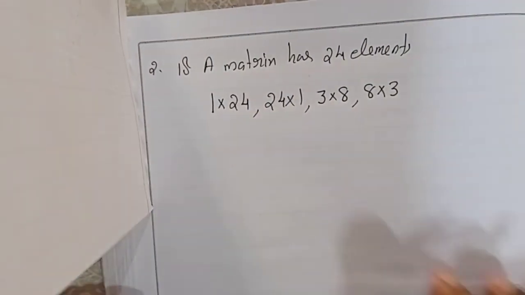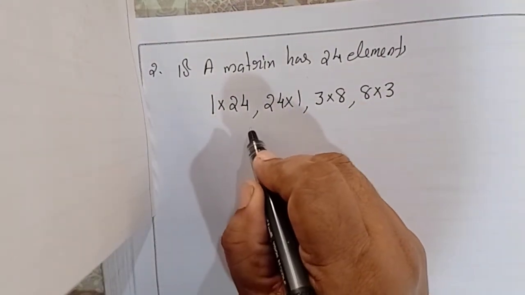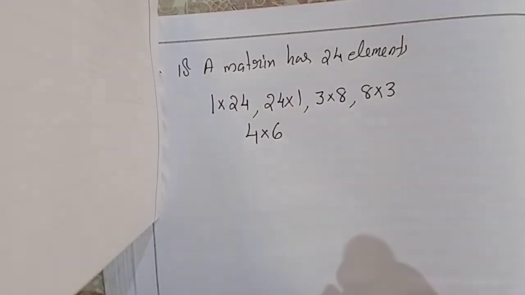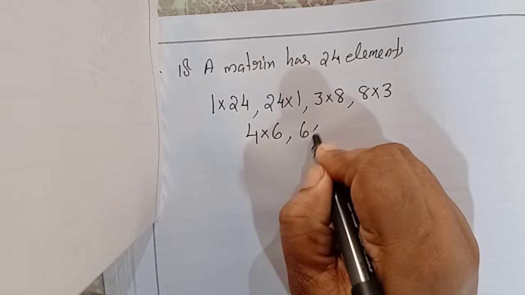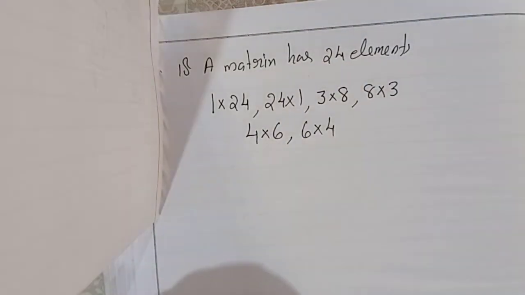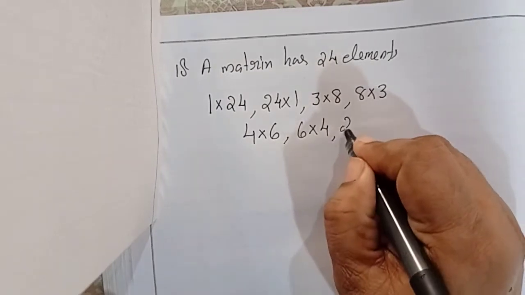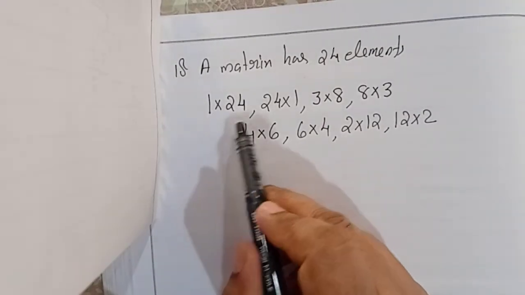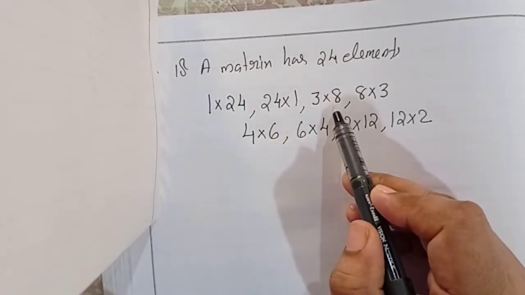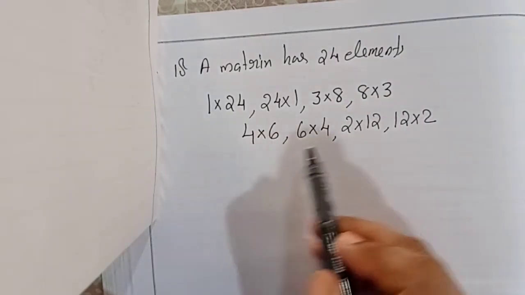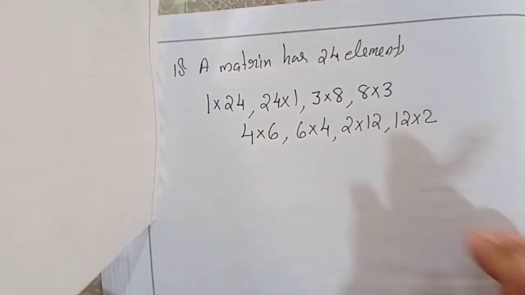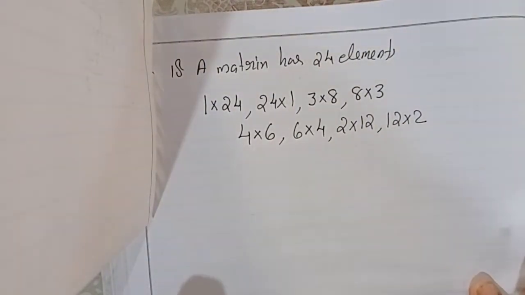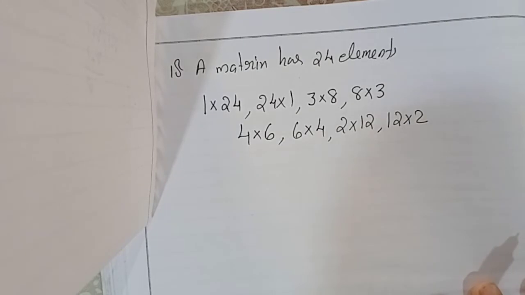Write the table. Then what is the next combination? 4 rows and 6 columns. Then 6 rows and 4 columns. What are the orders? 1 by 24 and 24 by 1. One more combination there: 2 by 12 and 12 by 2 also. So 1 by 24, 24 by 1, 3 by 8 and 8 by 3, 4 by 6 and 6 by 4, 2 by 12 and 12 by 2. They are the possible orders.